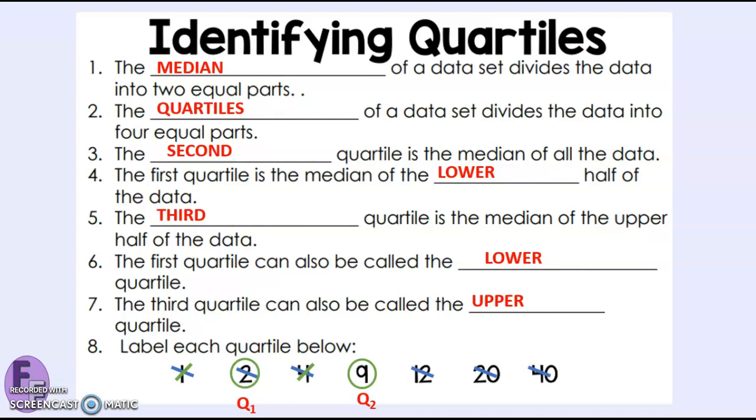Then we're going to repeat using the upper half of the numbers. The upper quartile, the third quartile, is 20.